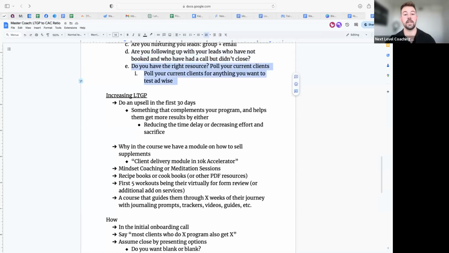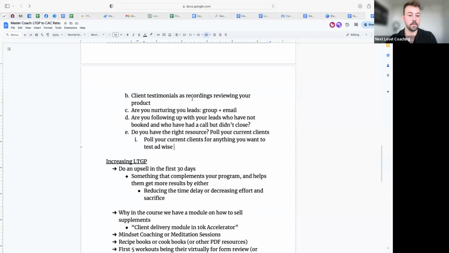All right, this last one I already said, but use your clients. When in doubt, if you're trying to come up with the right ad resources or ad content, use your clients. Poll them, ask them questions. You don't have to reinvent the wheel here. We don't have to take our best guess on what's going to work in our marketing. Instead, just ask the people who have already paid you money what would actually work. This ad or this ad, this resource or this resource, and use that information.